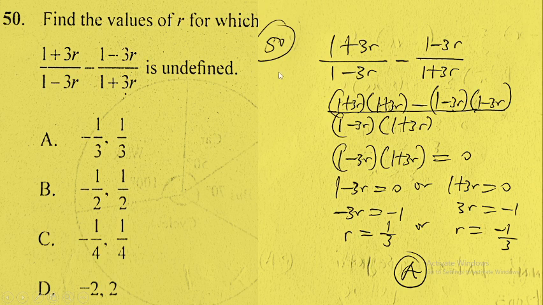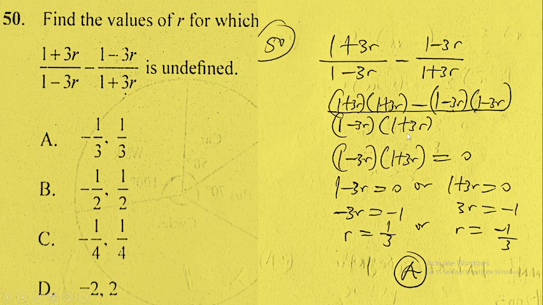So when do we say a fraction is undefined? When the denominator of the fraction is equal to 0. So now we are having a fraction minus another fraction. All you need to do is to find the LCM first to make it a single fraction. So what's the LCM of 1 minus 3r and 1 plus 3r? That will be 1 minus 3r times 1 plus 3r.